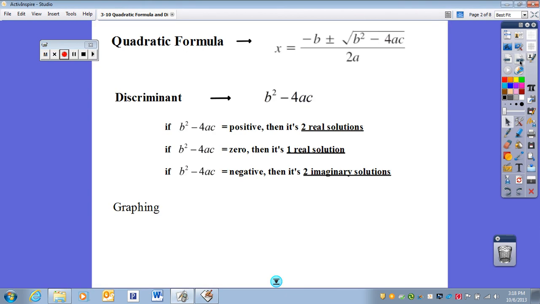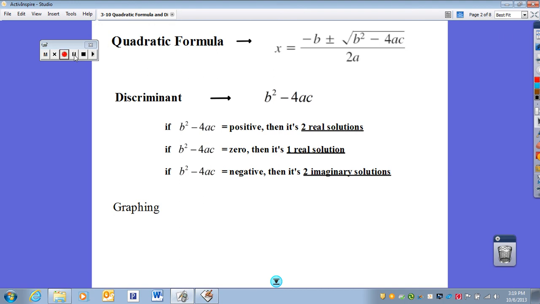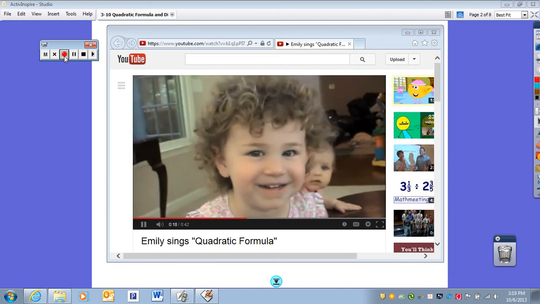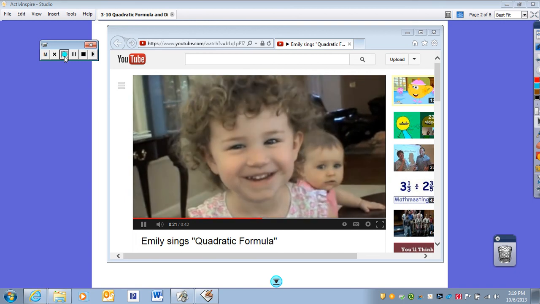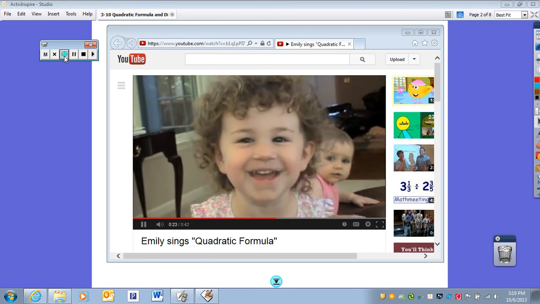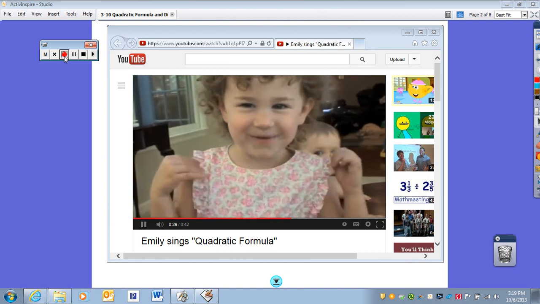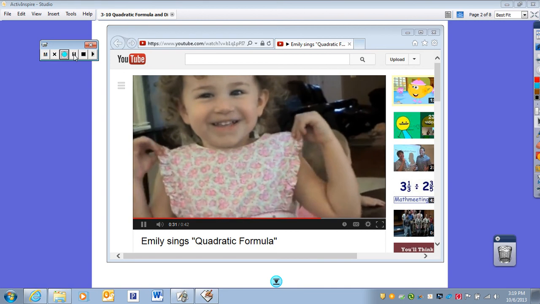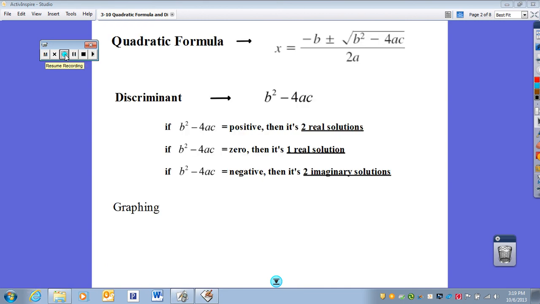To review, we want to remember what the quadratic formula is. x equals negative b plus or minus the square root of b squared minus 4ac all over 2a. So you can practice remembering the quadratic formula with the song Pop Goes the Weasel.